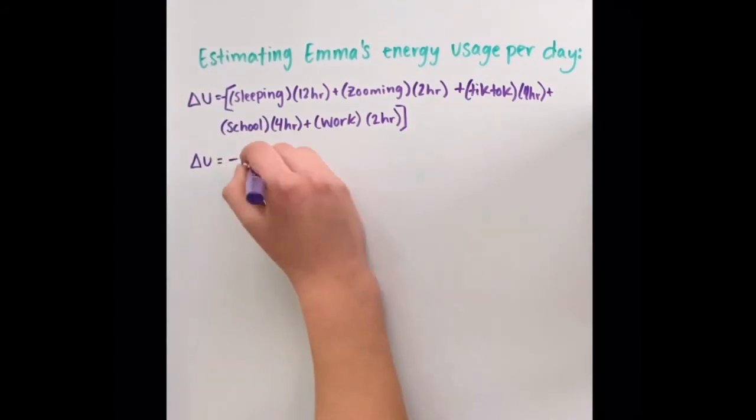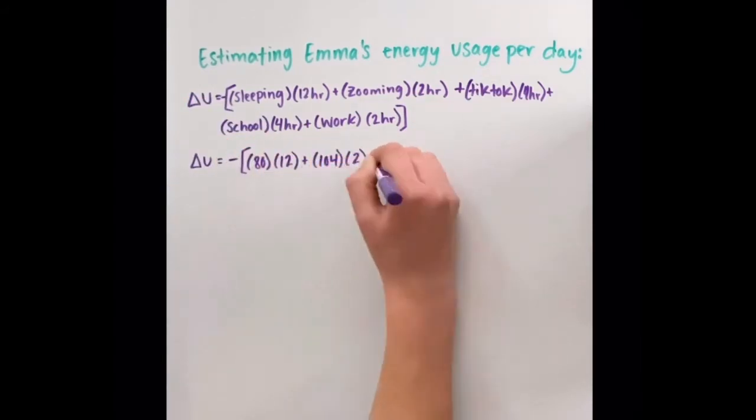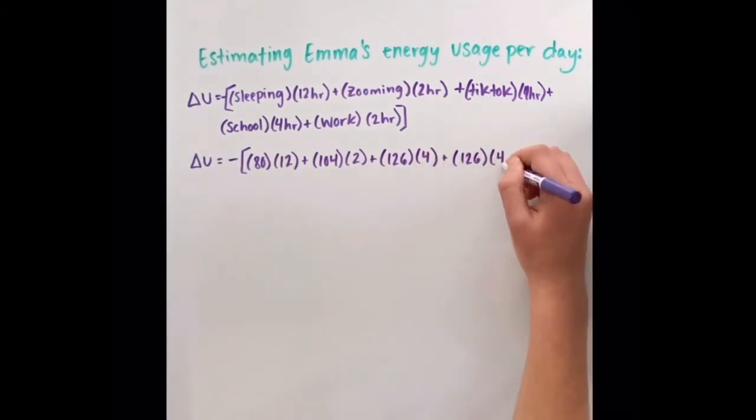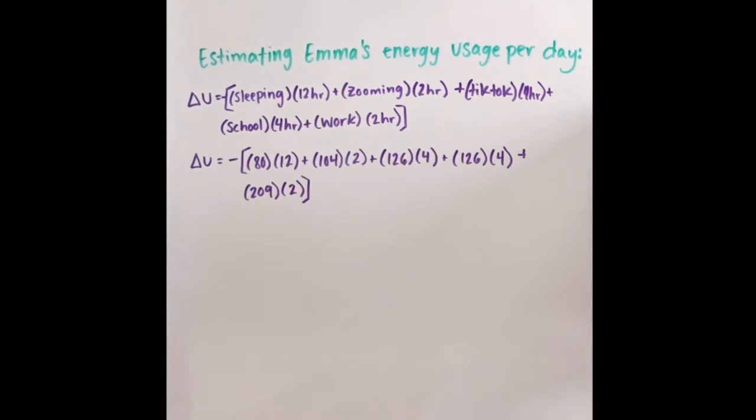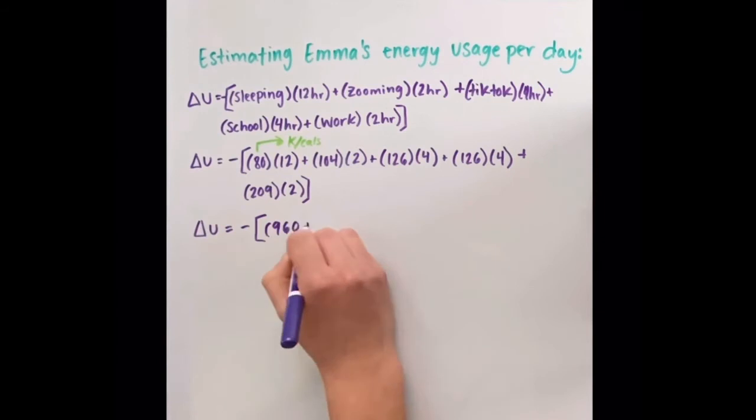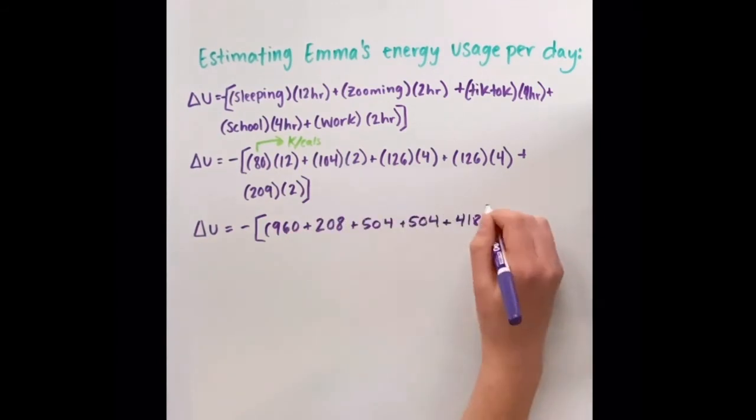As the answer, we found that delta U equals negative 2,594, which means that Emma uses on average 2,594 kilocalories per day when only doing activities like the ones listed.